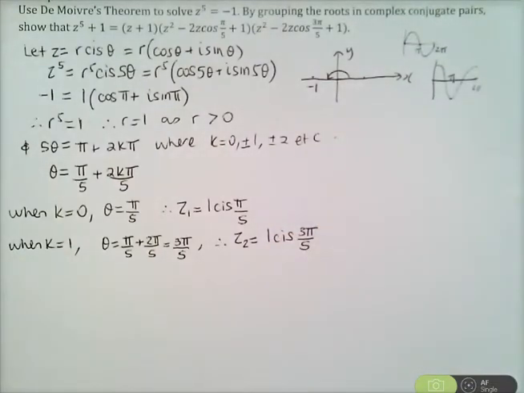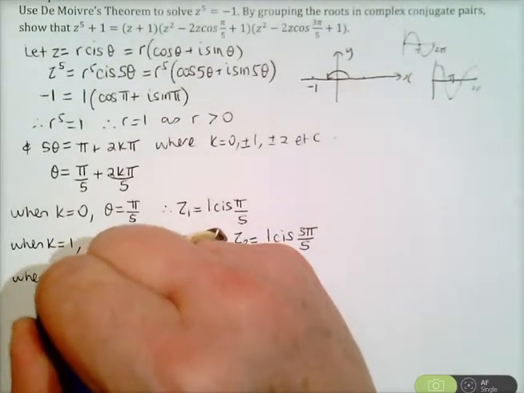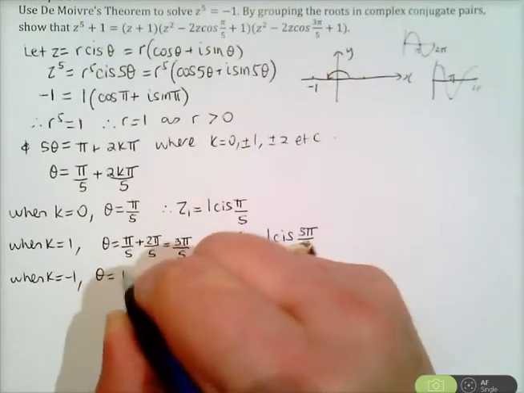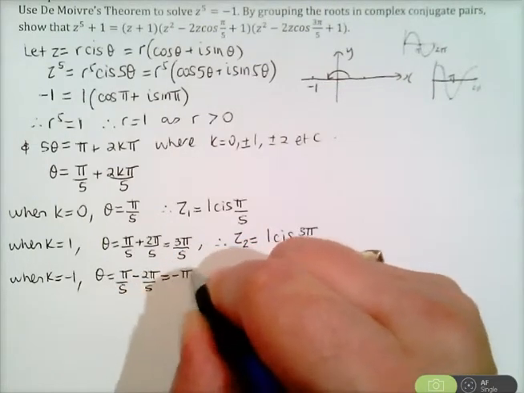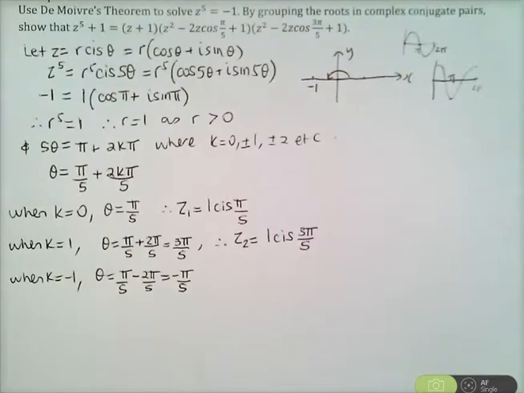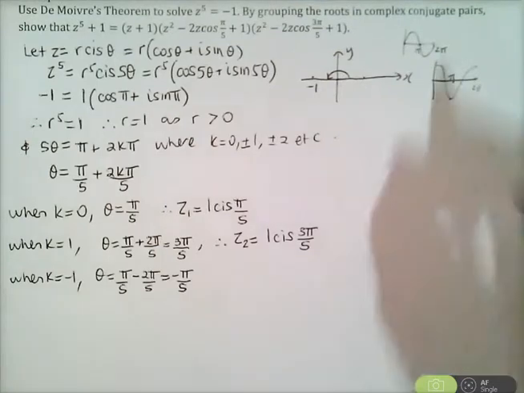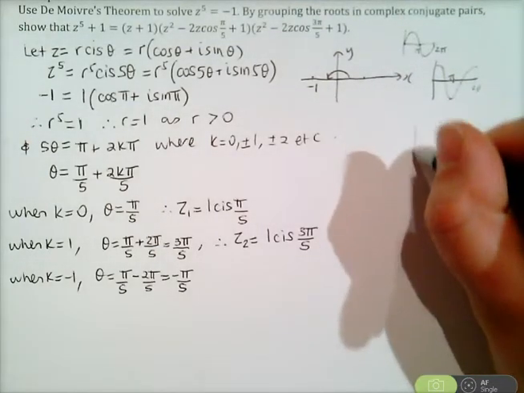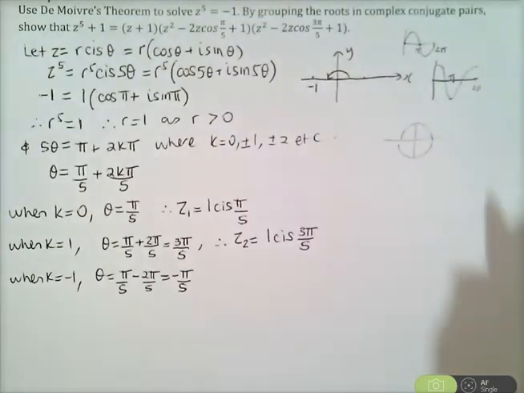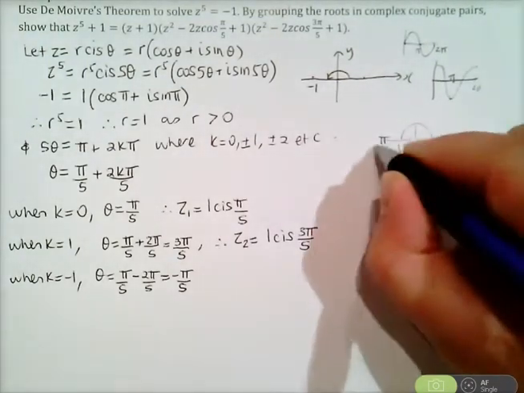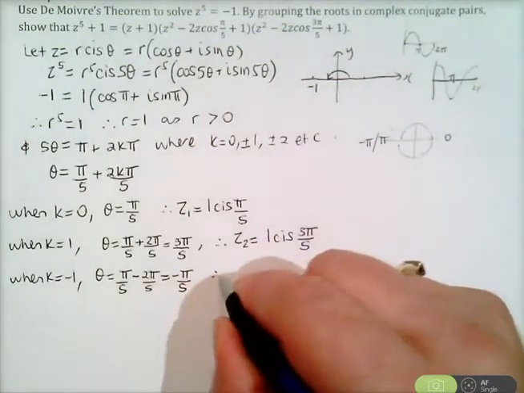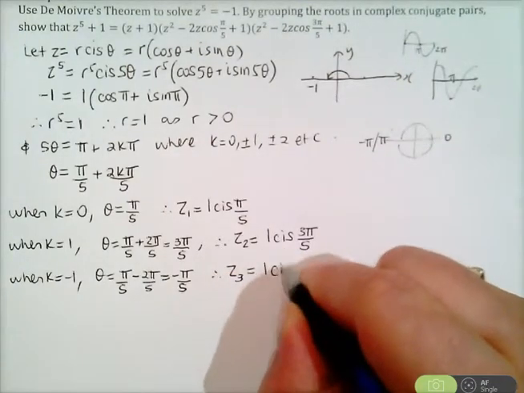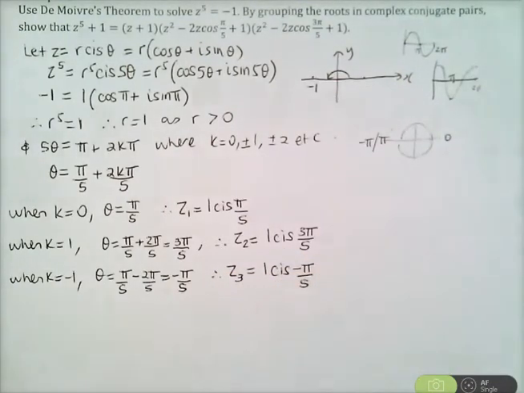Okay, when k is -1, we get that theta is pi on 5 minus 2 pi on 5, which is -pi on 5. Now this is fine. Remember, your principal argument needs to lie between negative pi and pi, so from 0 to pi or 0 to negative pi, okay? So that's what your principal argument has to lie between, and negative pi on 5 would be somewhere here. So therefore your third root is 1 cis negative pi on 5.